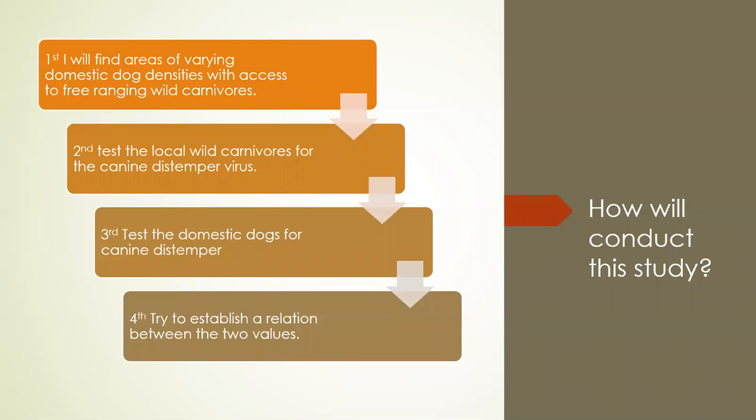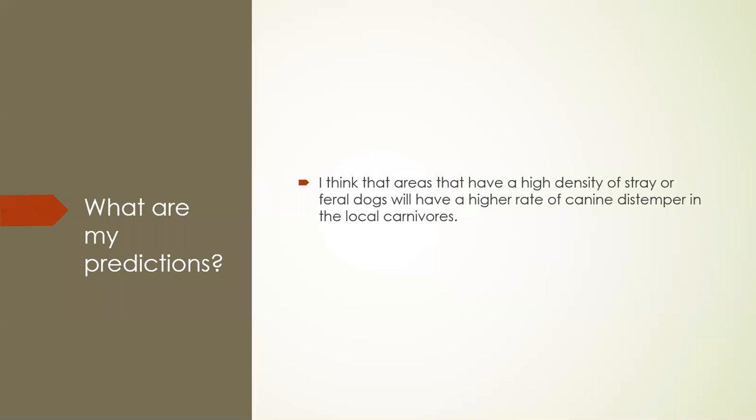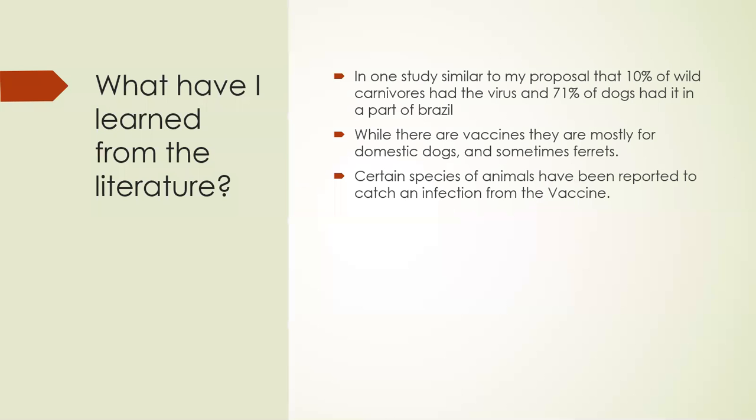Second, I would need to test the wild carnivores for canine distemper virus. Then I would test the domestic dogs for canine distemper. And lastly, I would try to use the data accumulated to try to find that relationship. What are my predictions? I think that areas that have a high density of stray or feral dogs will have a higher rate of canine distemper in local carnivores.